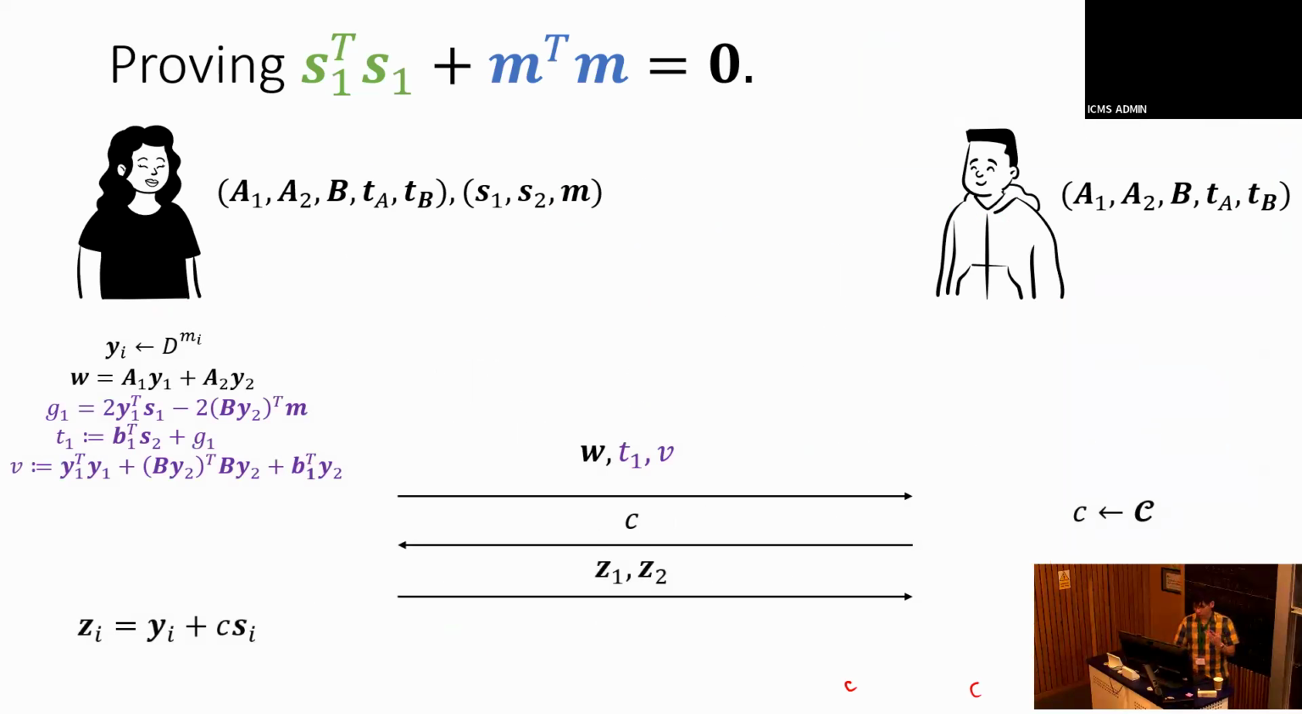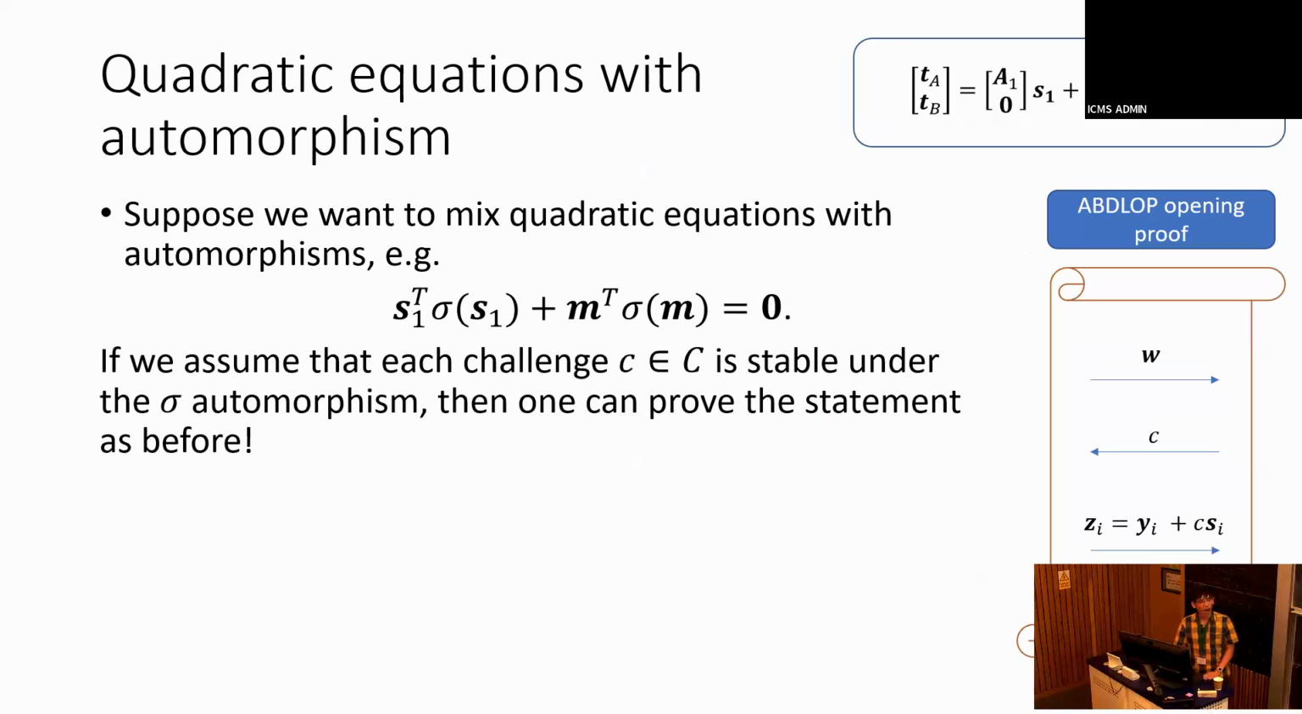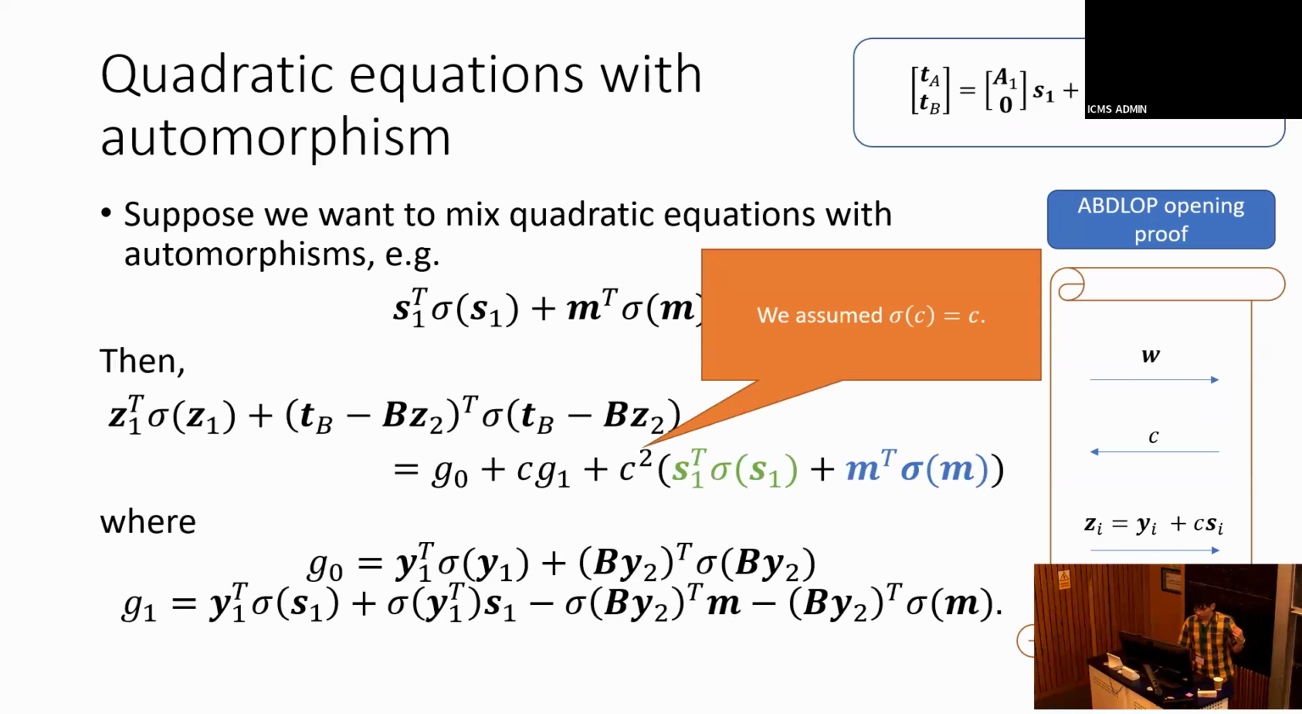So yeah, you can believe that this way you can build and prove quadratic equations. And that's basically, oh, we're not done. Almost there. Right, so I promised quadratic equations with automorphisms. To prove that, we pick a challenge space for which sigma of C is equal to C.